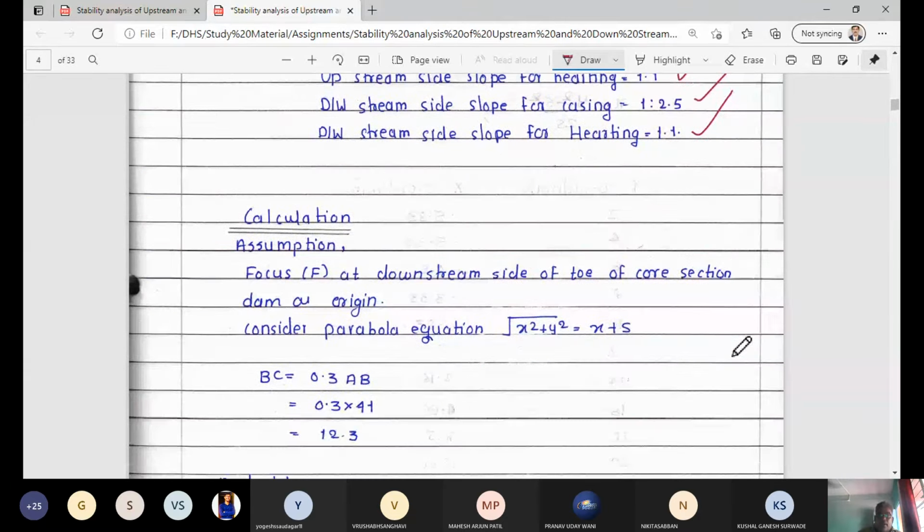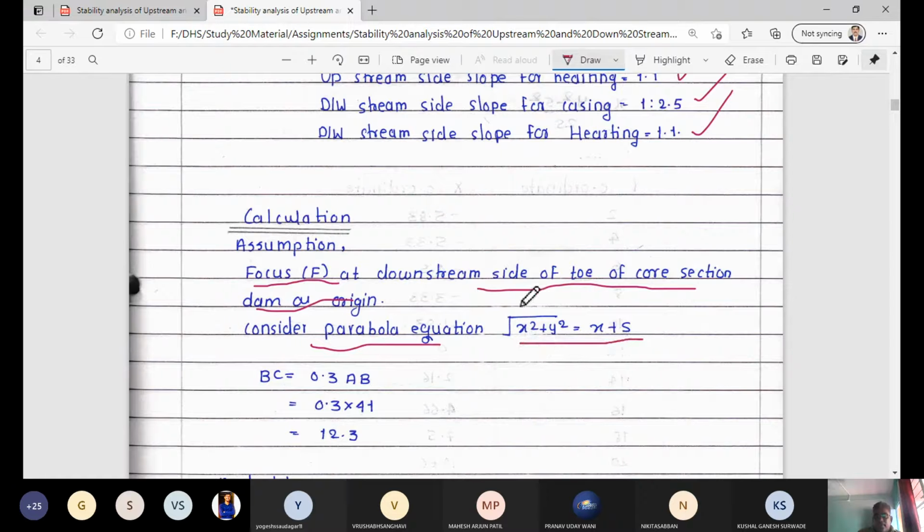So how it is calculated: yesterday you have seen the equations, that is the analytical method for locating the phreatic line. Those students who have seen this video, they are getting their understanding of what the equation would be. So the focus point, that is F, represents the downstream side toe of the core section of the dam as origin. So considering the parabolic equation, as you know, this is the equation applied for this phreatic line.